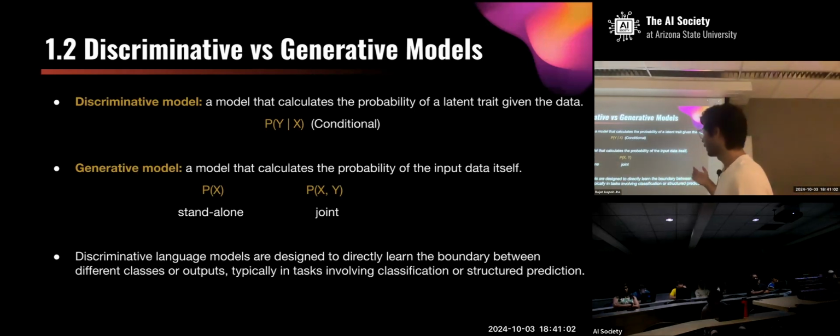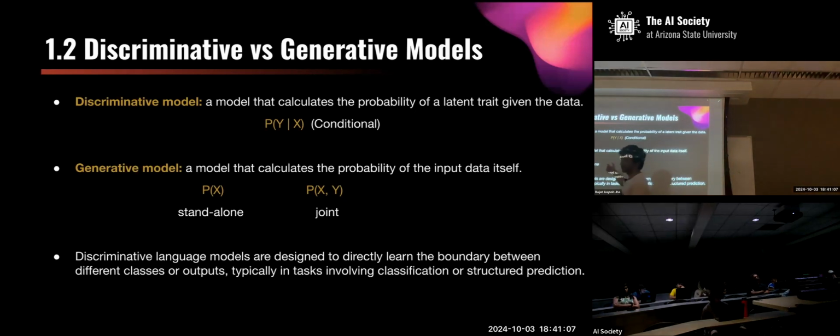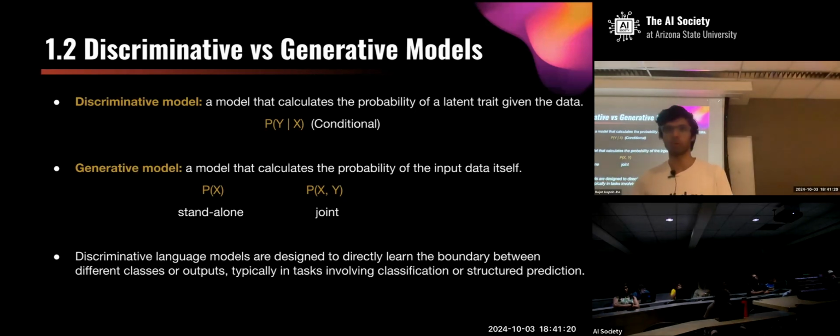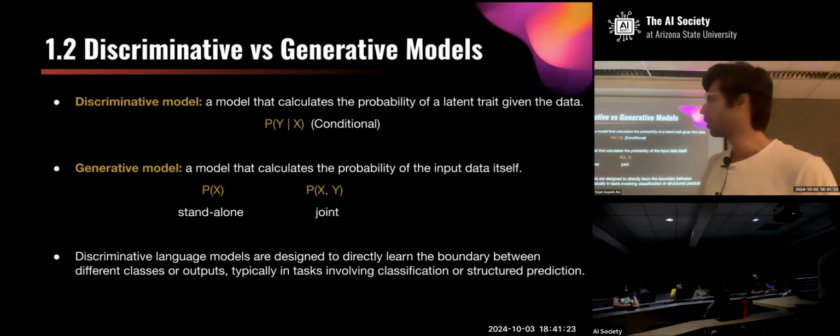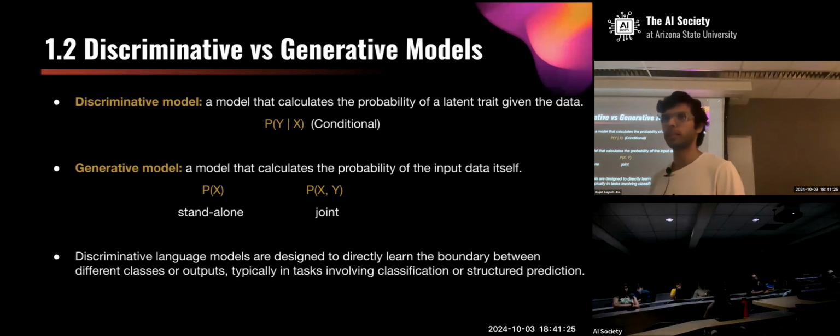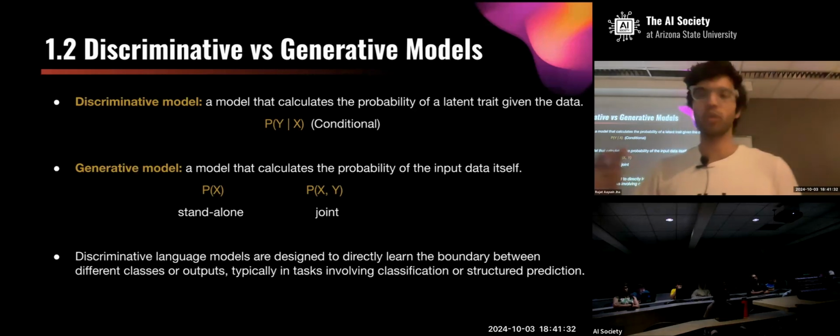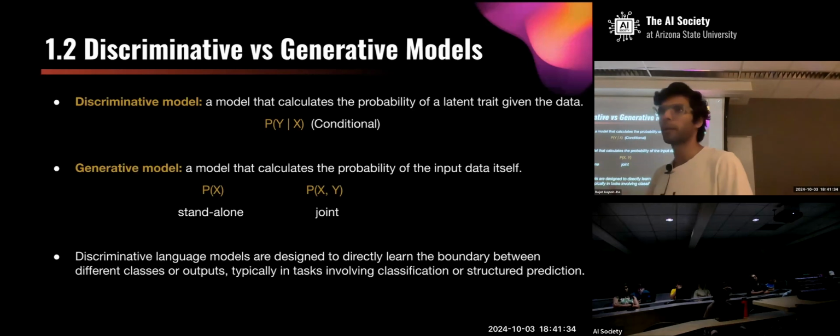Then what are generative models? Generative models calculate the probability of the input data itself. This is not a standard notation, but generally it is either the probability of X or a joint probability of X and Y. An example of this is whatever generative models are there right now, like ChatGPT. All of those come under generative models because you don't have a Y there, you just calculate the probability of X.